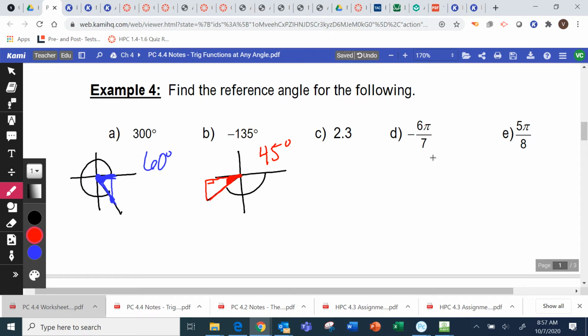2.3. What form is that? Radians, because there's no degree symbol. So 2.3. This is 0 and 6.28. This is 3.14. 1.57. Sorry, that was really messy. Okay, 1.57. 2.3 would be about here.